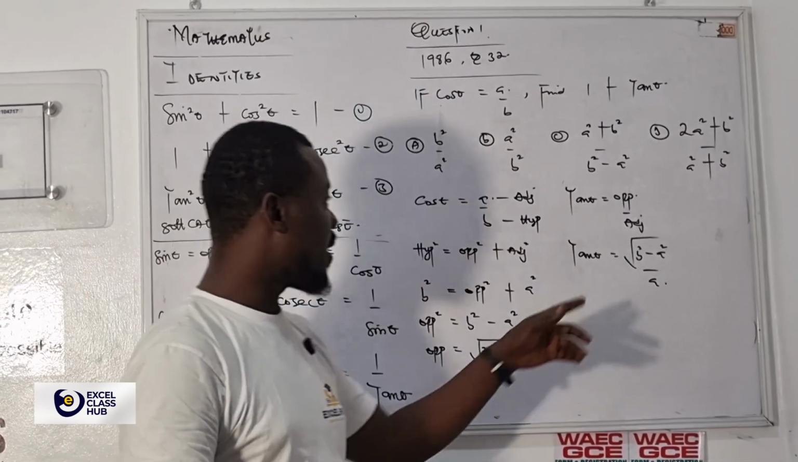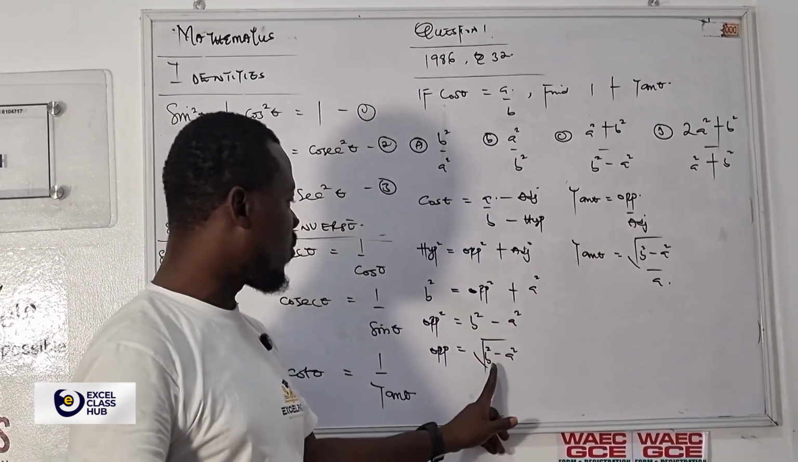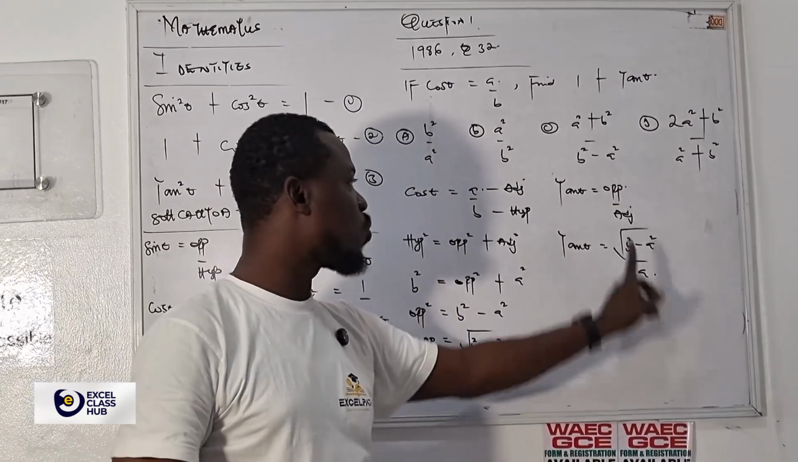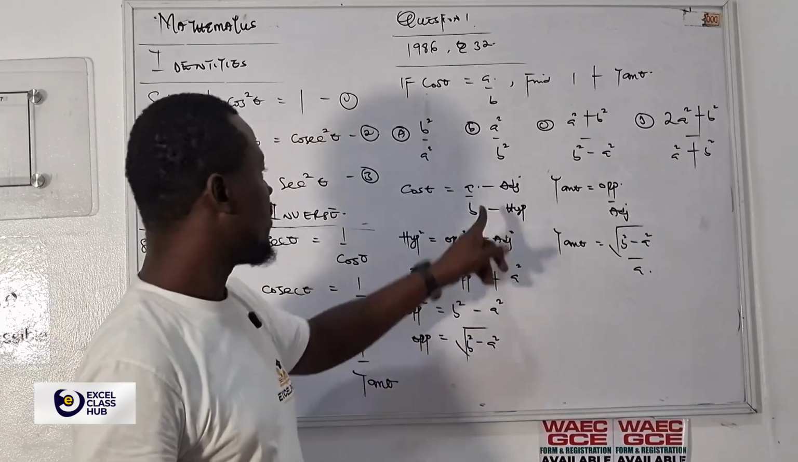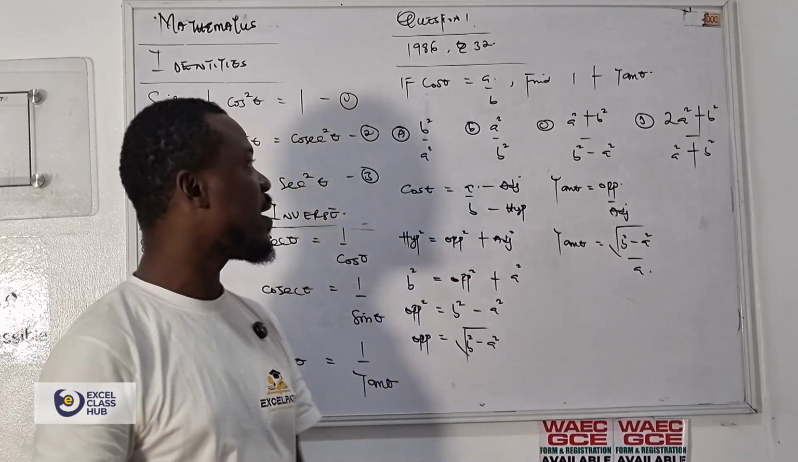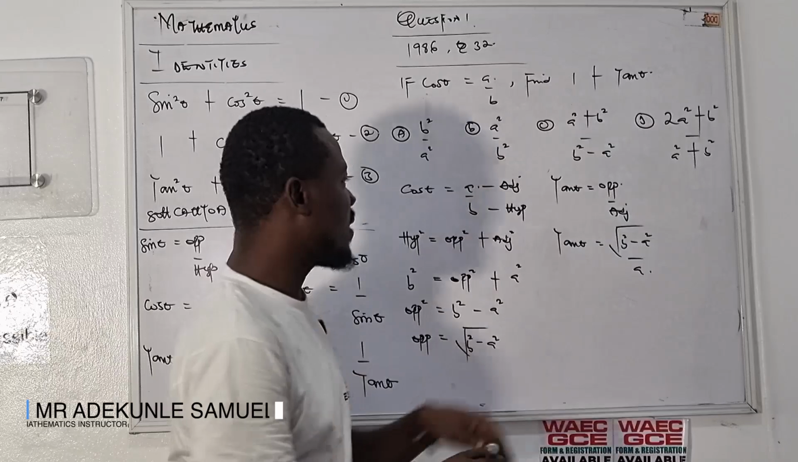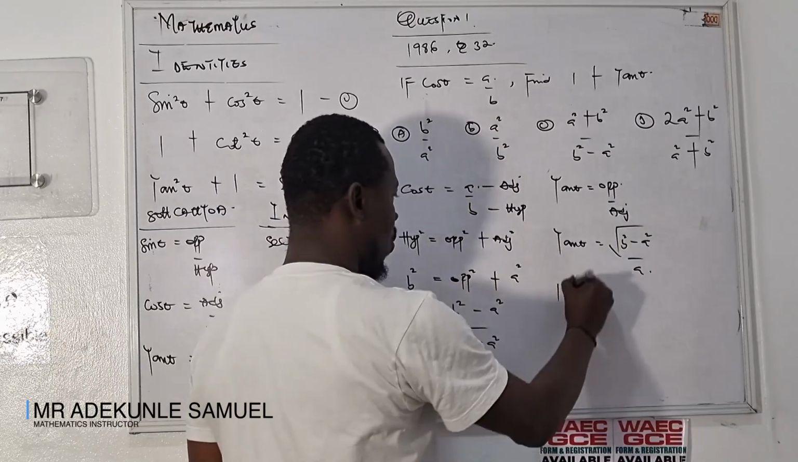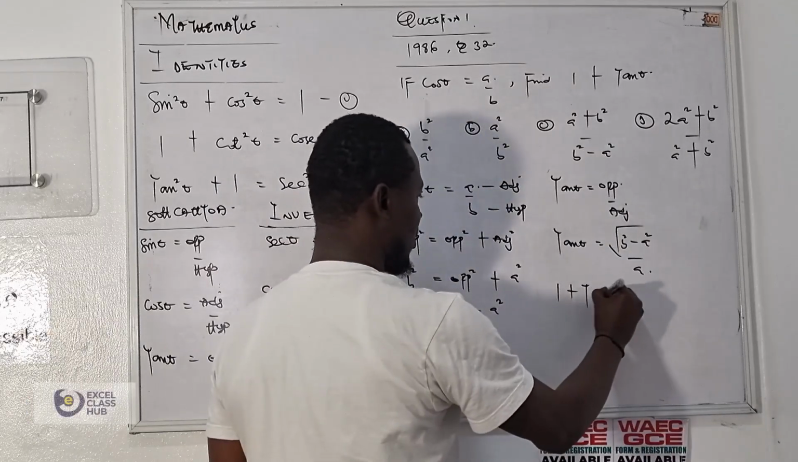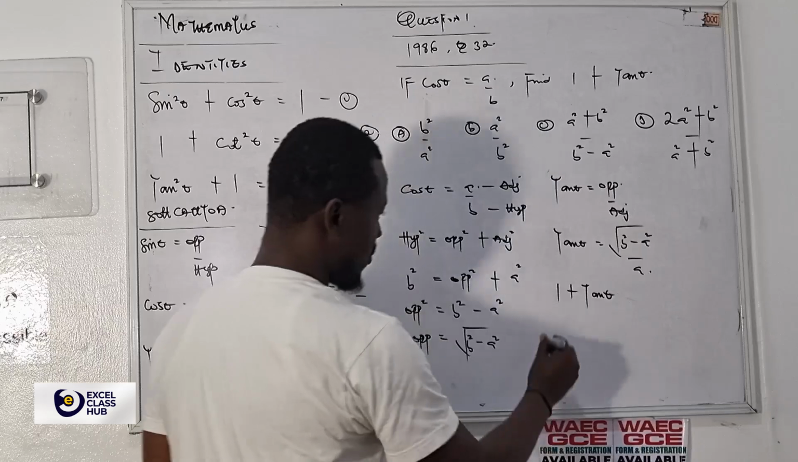Now, as you can see, your opposite is the square root of what? B squared minus A squared, over what's my adjacent there? Your adjacent still remains as what? A. But the question now says, find the value of what? 1 plus tan theta.